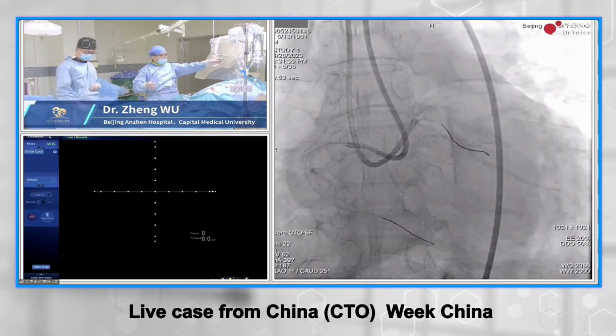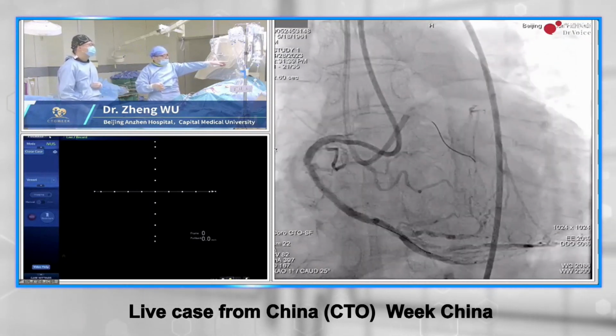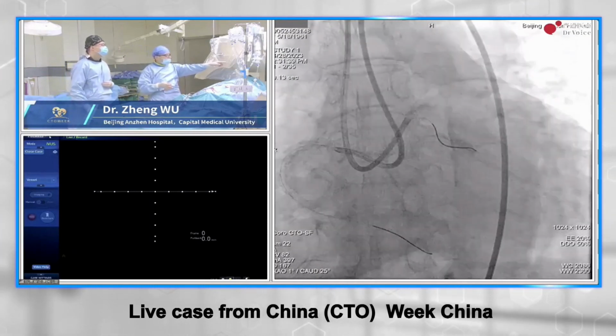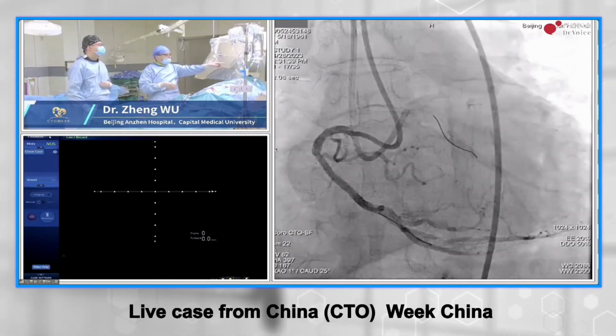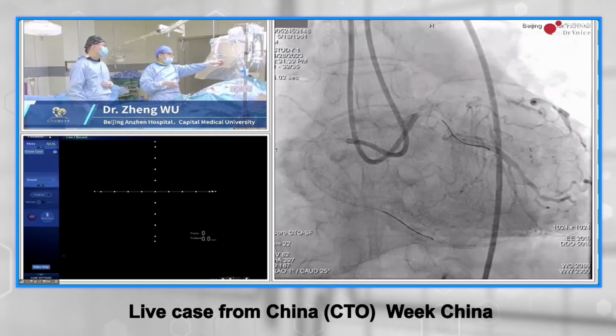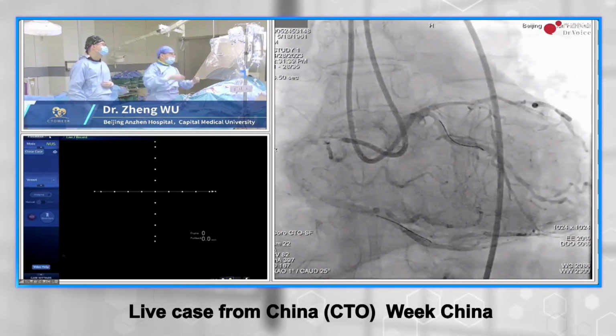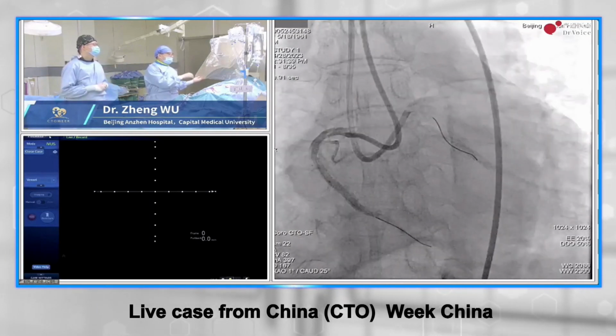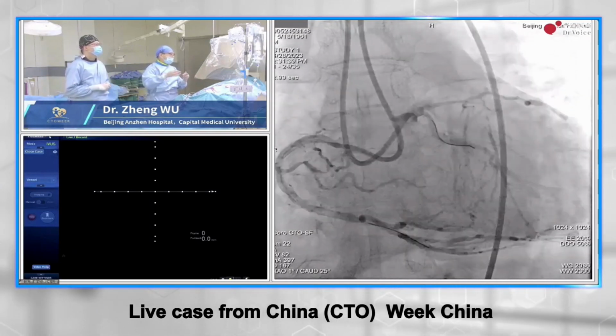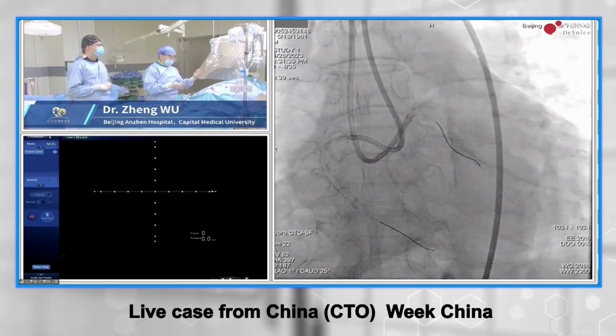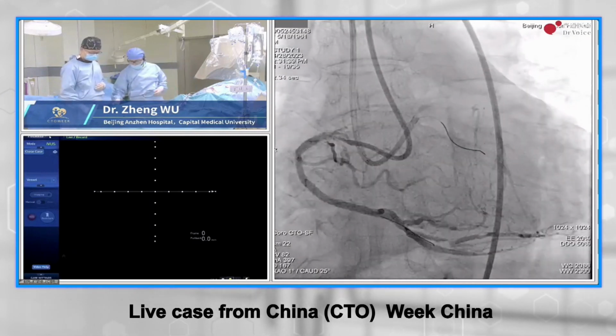From this view, we can also find that there is a severe lesion in the PD artery. You can see that? So even if there are good collaterals from the septal, from the right side to the left side, there is some lesion in the PD artery. It's the first view.